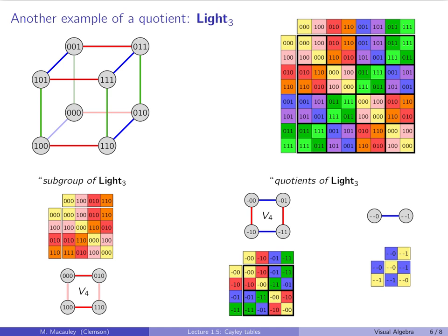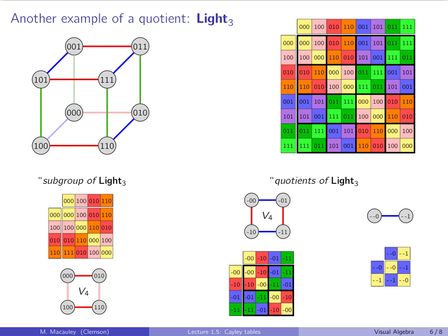If you don't know what I mean by the light switch group, I talked about this in, I think, 2 different lectures. I don't remember offhand which one it was, but it was a little bit earlier. So here's the Cayley graph, and here's the Cayley table.